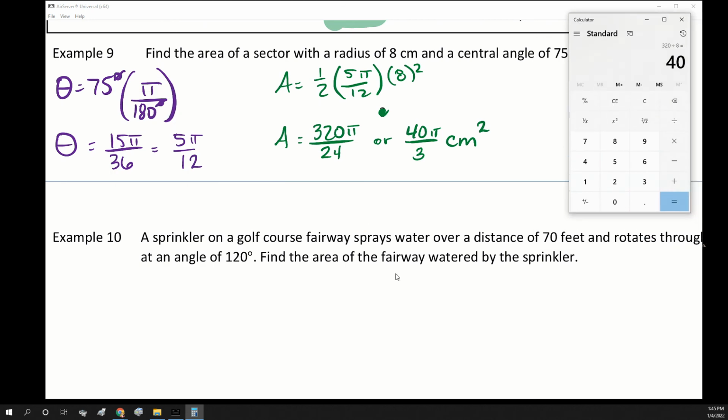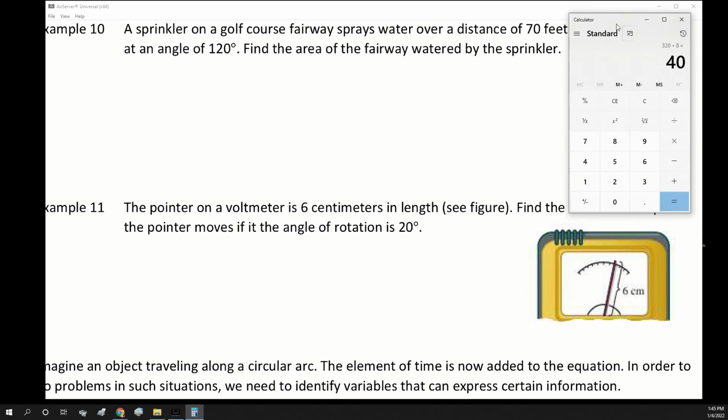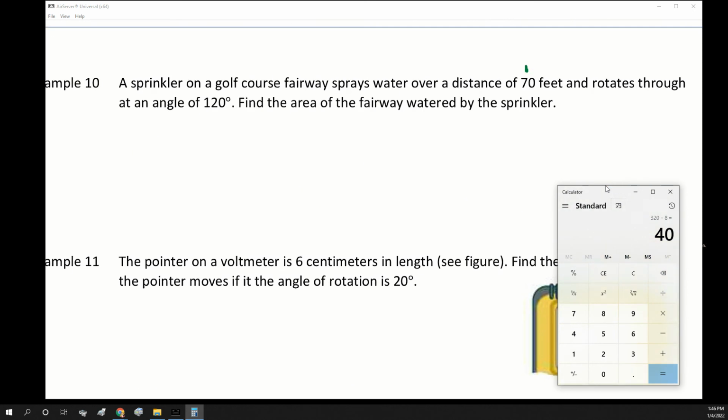Okay, let's look at the next one. For example 10, a sprinkler on a golf course fairway sprays water over a distance of 70 feet and rotates through an angle of 120 degrees. Find the area of the fairway watered by the sprinkler. All right, so same thing. This is a kind of weird way of telling you that the r is 70 feet here, and the angle is 120 degrees, but we do need to change that to radians.